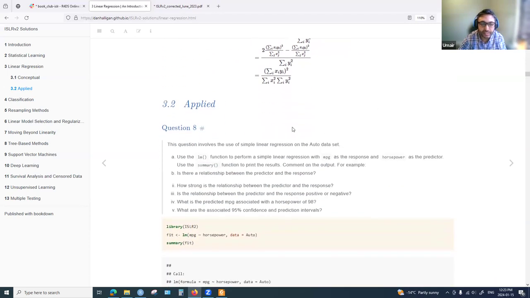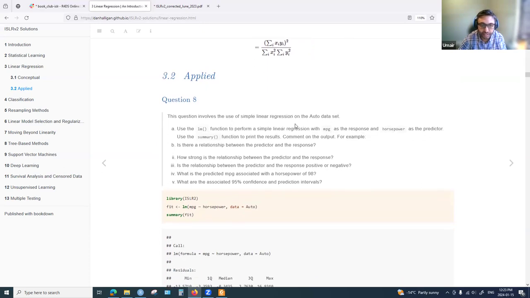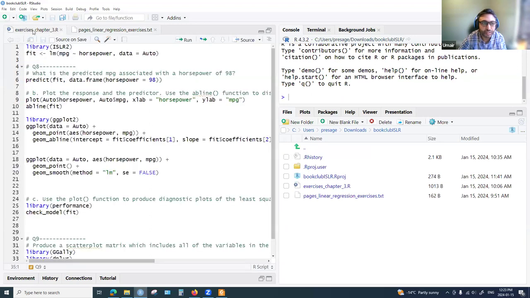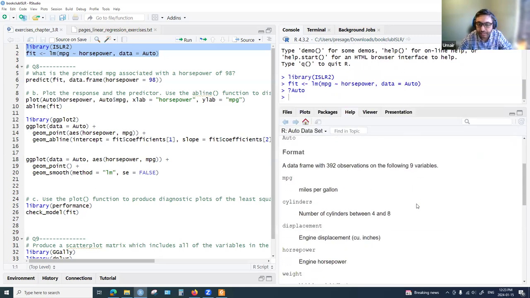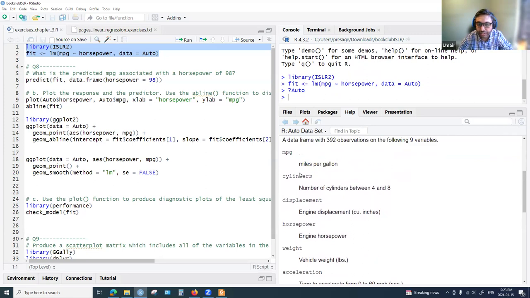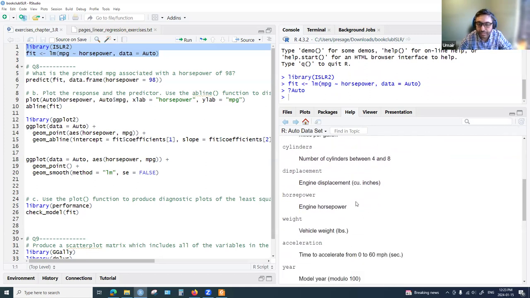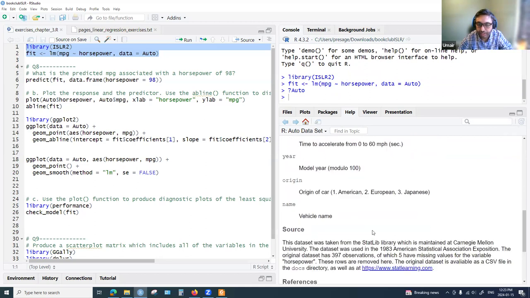Okay, then the second section, applied questions. Question eight, this question involves the use of simple linear regression on the auto data set. I loaded this. I wanted to show a few other options we can use. I wasn't able to do it for all the questions, but for a few, just to show the other packages we may want to use. If you look at the auto data set, we have mileage, and mileage is the response in this example. And then we have other predictor variables.